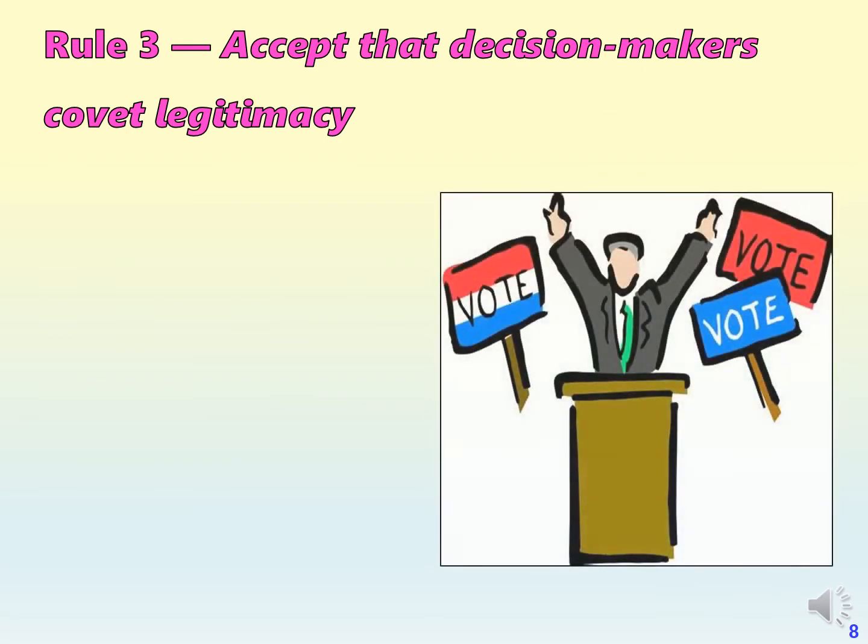Rule 3. Accept the fact that decision makers, policymakers, covet legitimacy. Most policymakers, either directly or indirectly, are dependent upon the electoral process for their positions. There's nothing wrong with that. That's how democracy works. But recognize that a lot of choices that policymakers make will, by their definition, create lots of folks that are unhappy. And you have to recognize that they may want to try to hide behind the science or hide behind the scientists as they make these difficult choices.